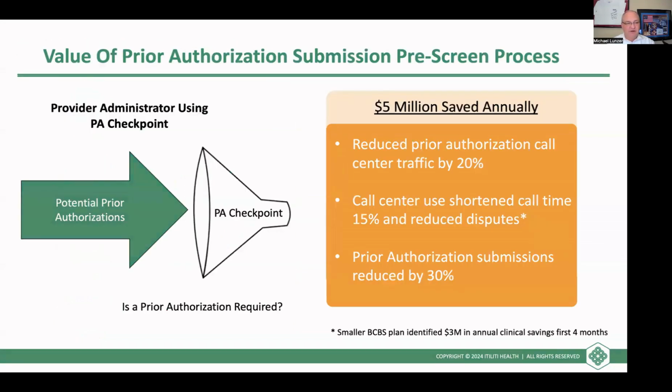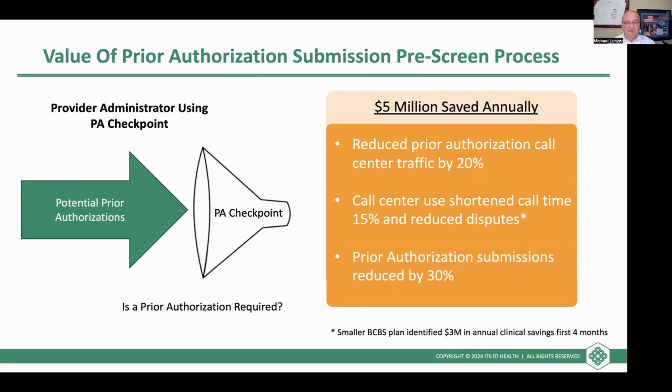As I described earlier, if a provider doesn't have a really good answer that they're confident in of whether or not a prior authorization is required, they will do one of many things. They might pick up the phone and call the health plan. So by implementing this tool, we have seen at our clients that we reduce the prior authorization call center traffic by about 20%. So a really significant reduction in calls from providers. And this can be a pretty significant number. We've seen payers that have anywhere from 600,000 to 1 million provider calls per year. So that's a pretty significant reduction in 20%.